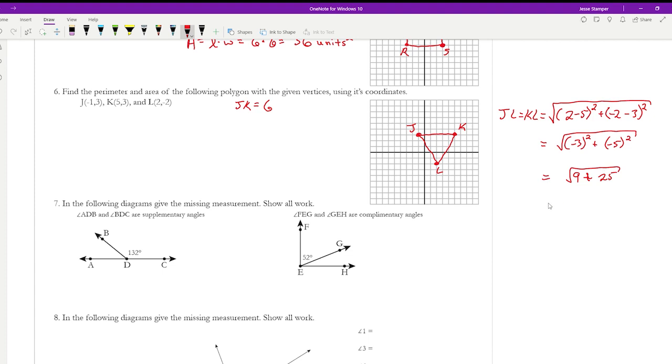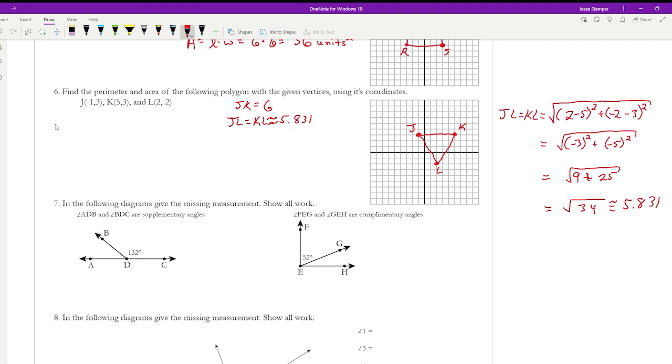Take the square root of both of those, and we get the square root of 34. Now again, you need to use your calculator if you want to do the approximate. And what we get as an approximate answer is 5.831. So we know that JL equals KL equals 5.831 approximately.